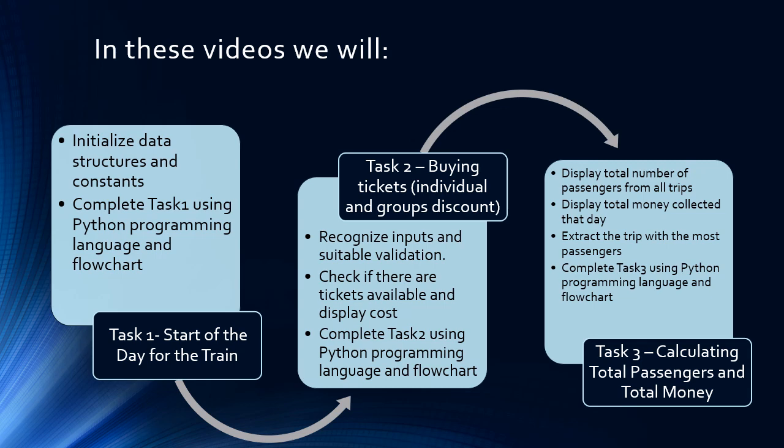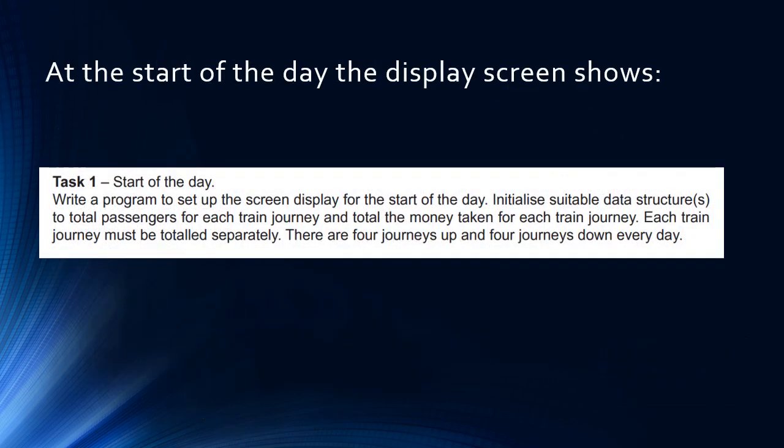We're going to recognize the inputs that are required and suitable validation for each input. And we're also, of course, going to check, as one of the validations, are there tickets available? And we'll display finally how much the person should pay after free tickets. And in the last video, we'll talk about task 3. We'll display the total number of passengers from all the trips that day and the total money collected. We'll check and extract the trip that has the most passengers. So let's get started with task 1.